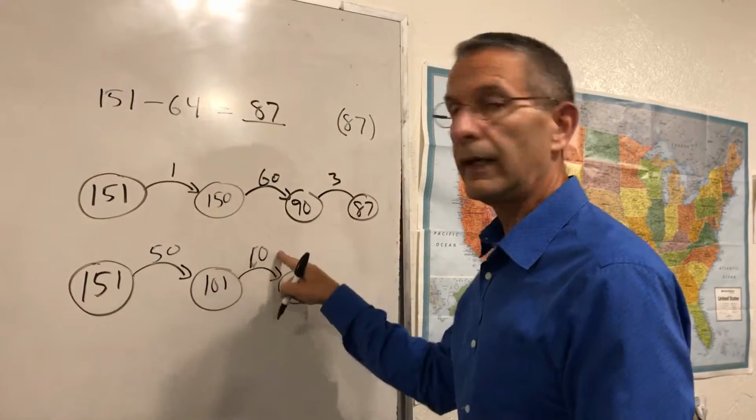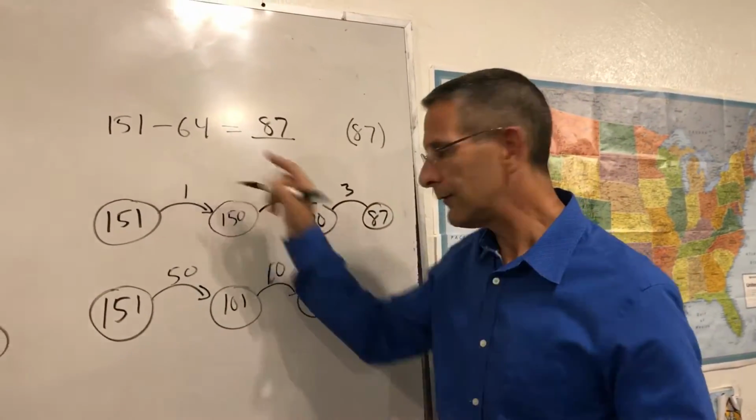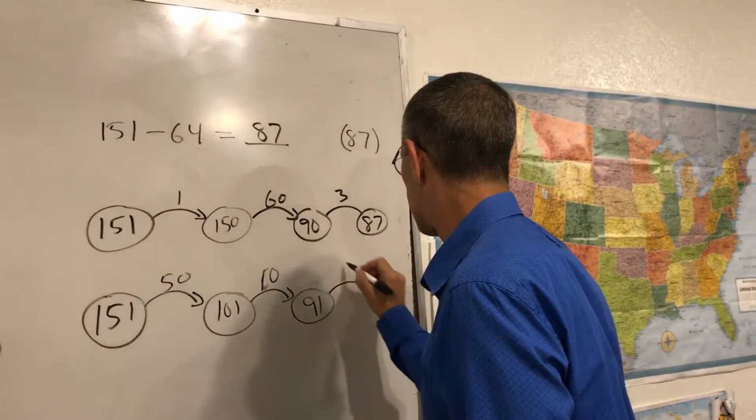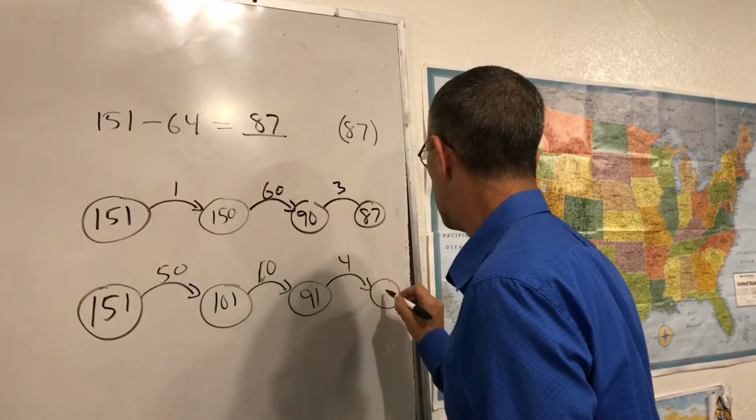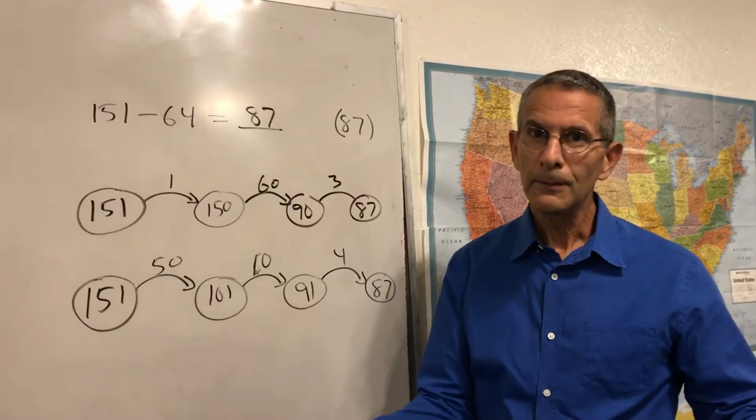So I have 50 and 10 is 60. I need to subtract 64, so there's 4 left. So last step is 4. Off of 91 is 87. And you write the answer there, and that's how you do it.